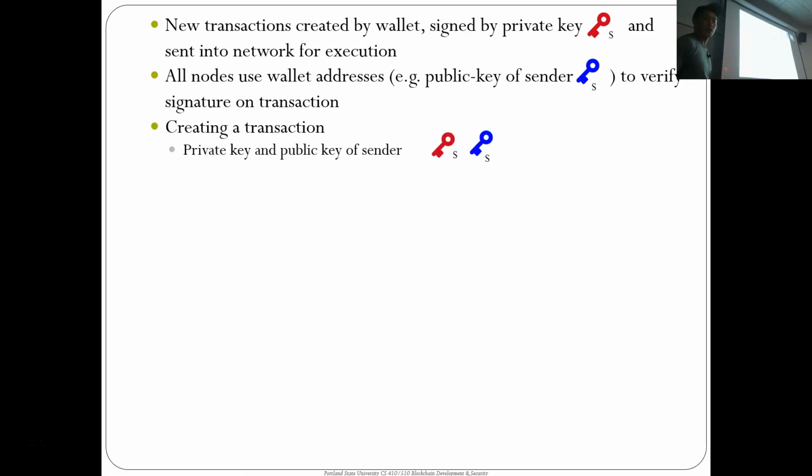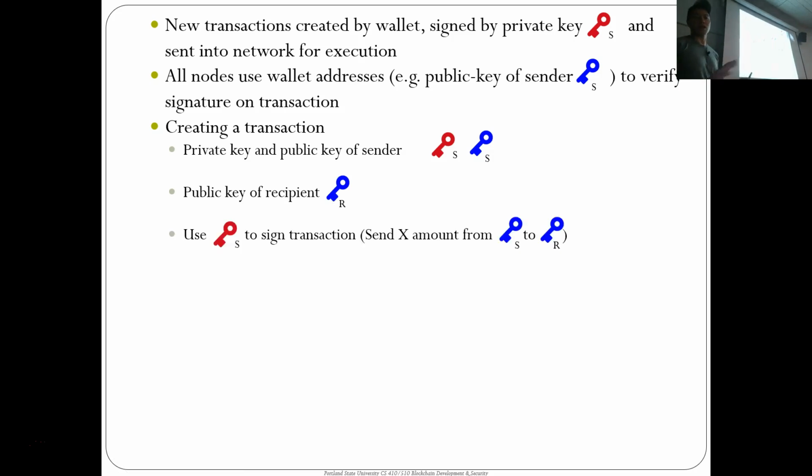And then what the sender is going to do is create this transaction. It has the private key and public key of the sender. You want to sign a transaction that says, send some money to a recipient. All you have is the recipient's public key, which is this blue key here. Then you're going to use your private key to sign a transaction that says, send X amount of Bitcoin from my public address to the recipient's public address.